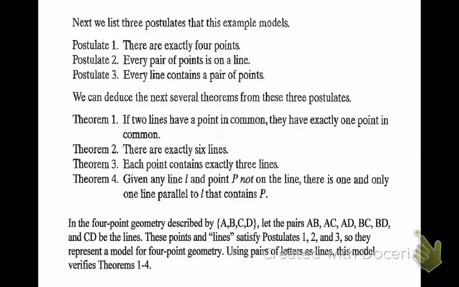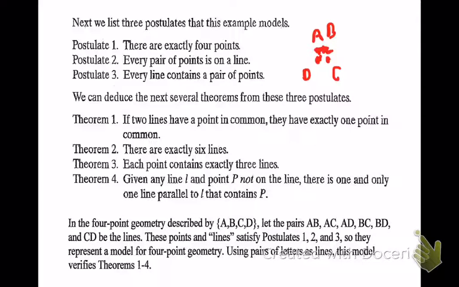And theorem 4: given a line L and a point P not on the line L, there's one and only one line parallel to L that contains P. So if I have A, B, C, D, and the line AB, then there's a point D. There's only one line that D can be in that would be parallel to AB, and that would be DC. Same thing with the point C. There's only one line DC that's parallel to AB.